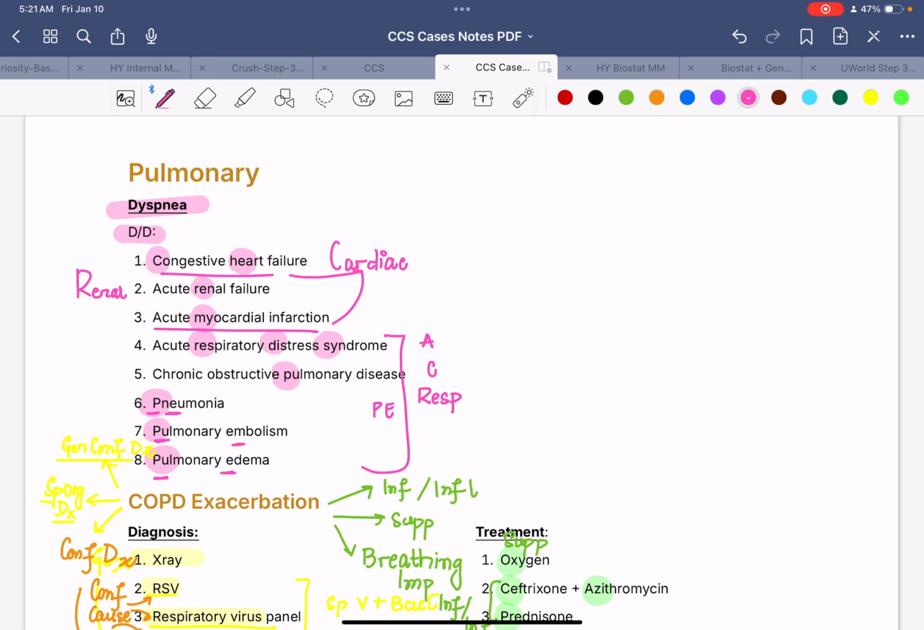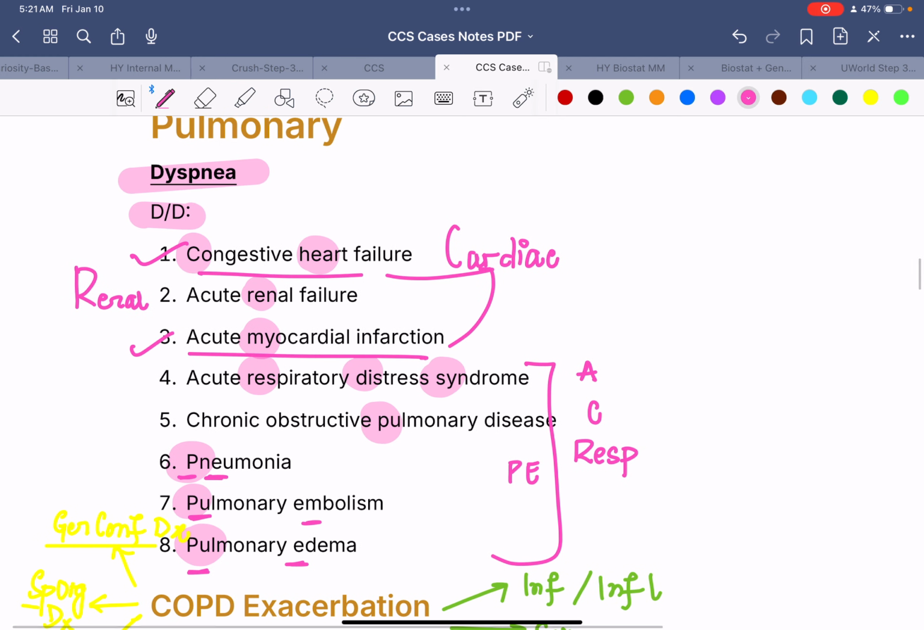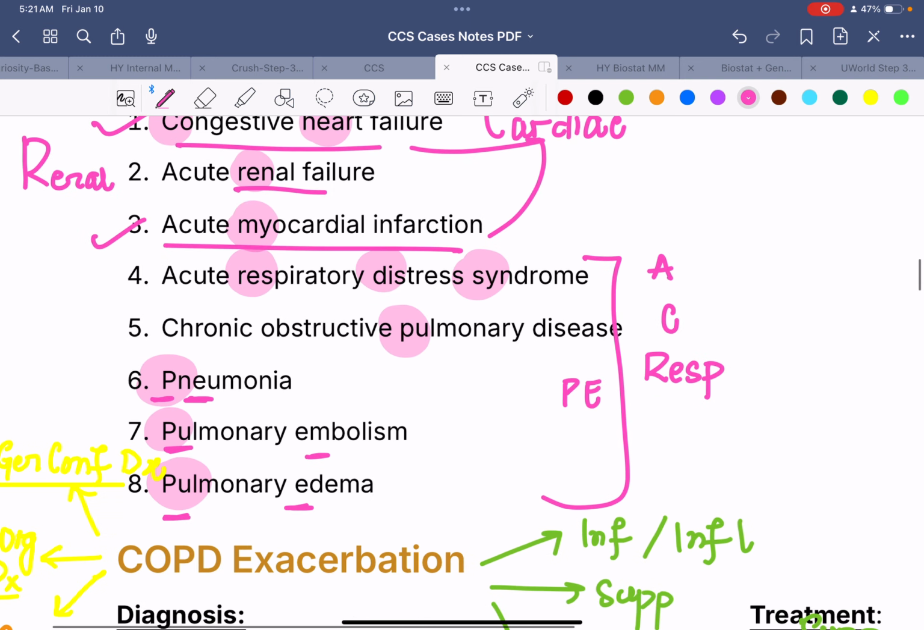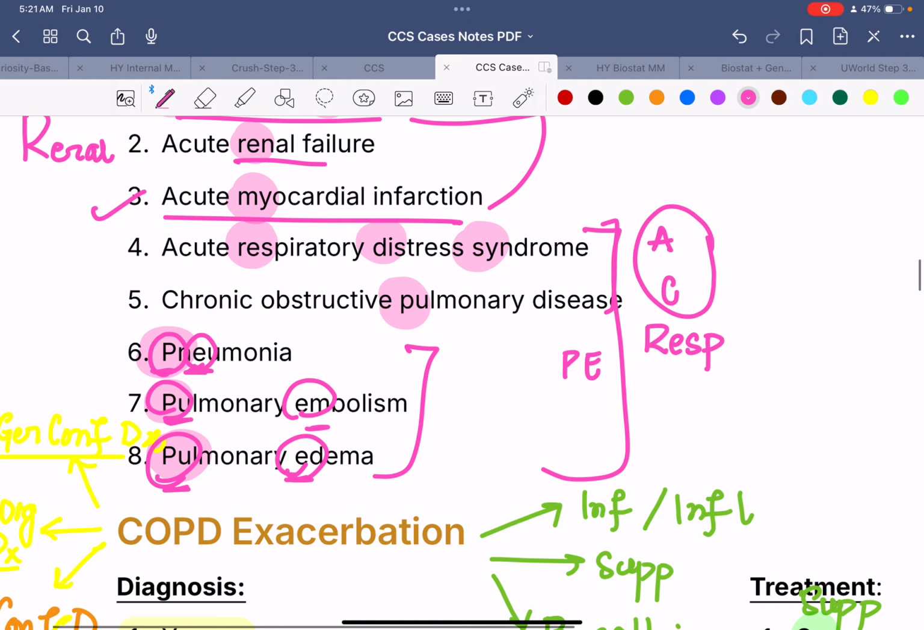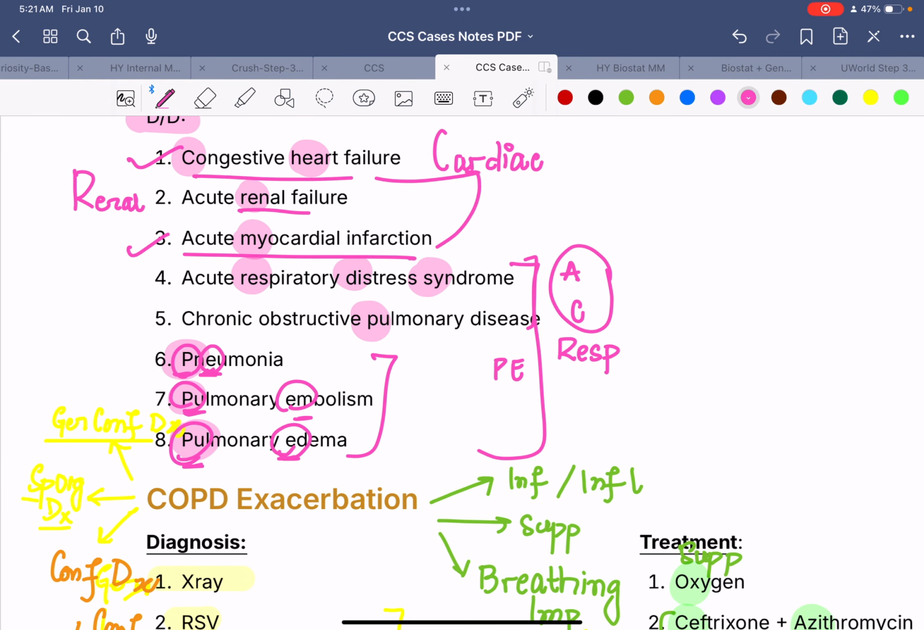So in the cardiac causes, we have congestive heart failure and acute myocardial infarction, whereas in the renal causes, we have acute renal failure. And in the respiratory causes, we can further divide it into two parts. The ones that are related to, of course, some sort of an infection or edema or embolism, right? All of those which have PE in their names. So pulmonary edema, pulmonary embolism, or pneumonia, and those that don't have PE in the name and are actually by A and C. So A represents acute respiratory distress syndrome, and C is for chronic obstructive pulmonary disease.